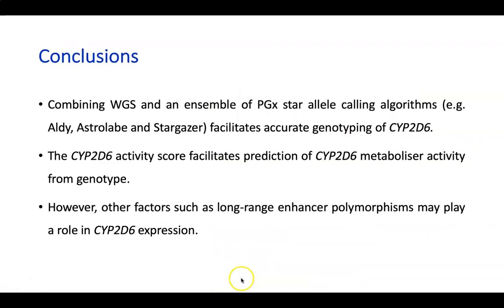So in conclusion, combining whole genome sequence data and an ensemble of star allele calling algorithms facilitates accurate genotyping of CYP2D6. Then the CYP2D6 activity score facilitates prediction of the metabolizer phenotype from genotype. However, other factors such as long-range enhancer polymorphisms may play a role in regulating CYP2D6 expression.